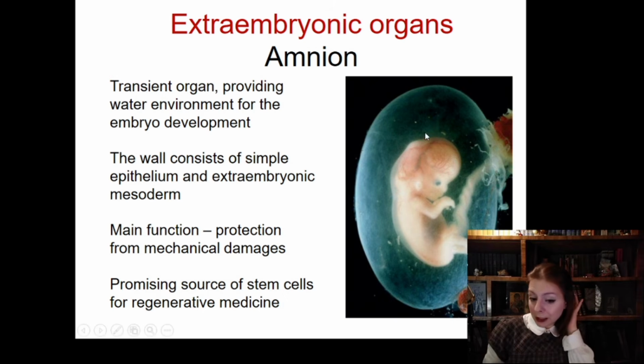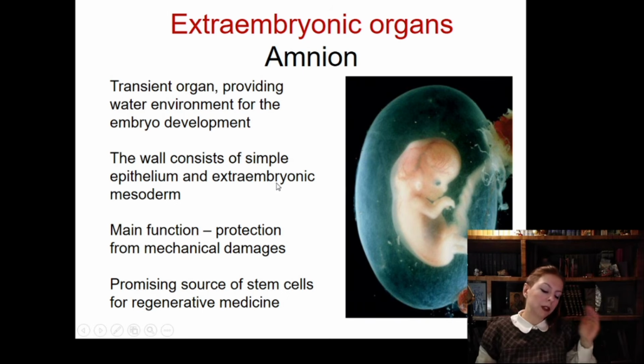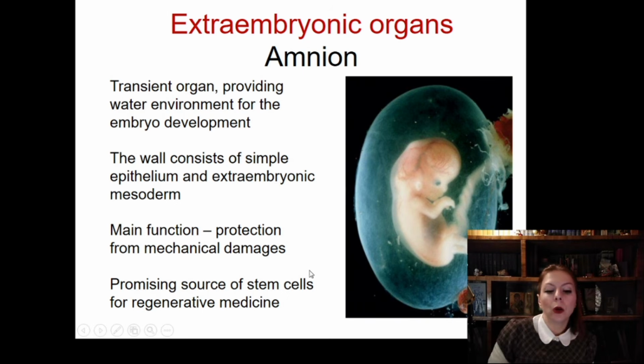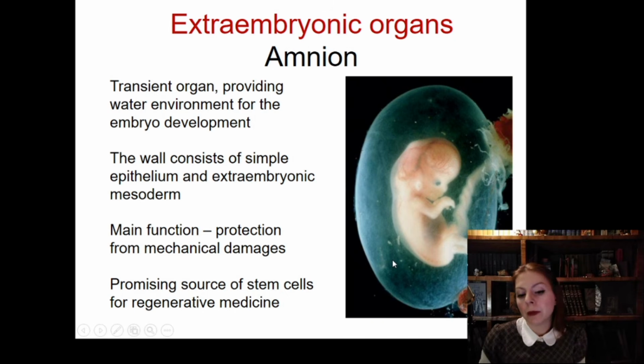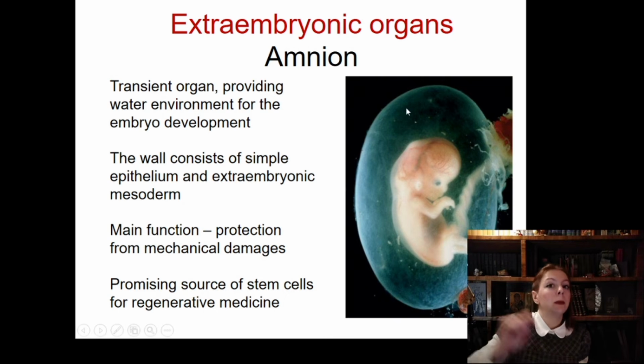The wall of amnion consists of the epithelium derived from the epiblast and extraembryonic mesoderm. What is interesting is that amnion is a promising source of embryonic stem cells, of the fetal stem cells, because it has a very wide potential. As it derives from the epiblast, theoretically it could give rise to all derivatives of all three germ layers. So nowadays it is very popular to investigate the potential of stem cells of the amnion.